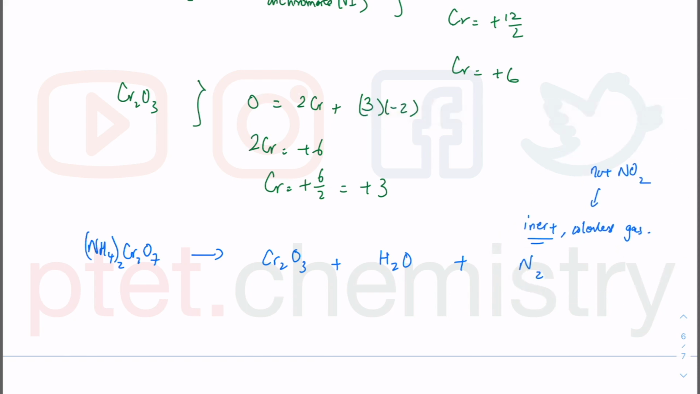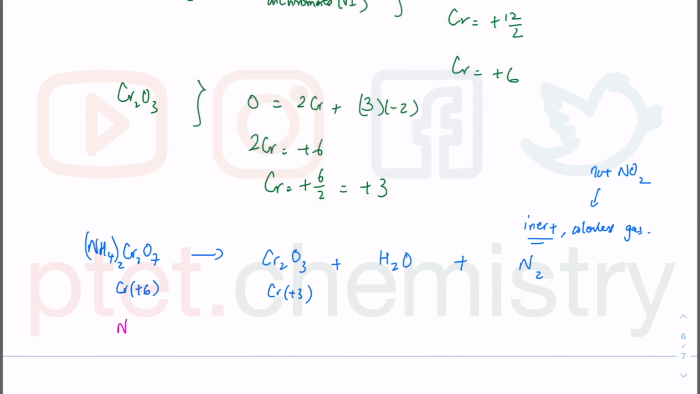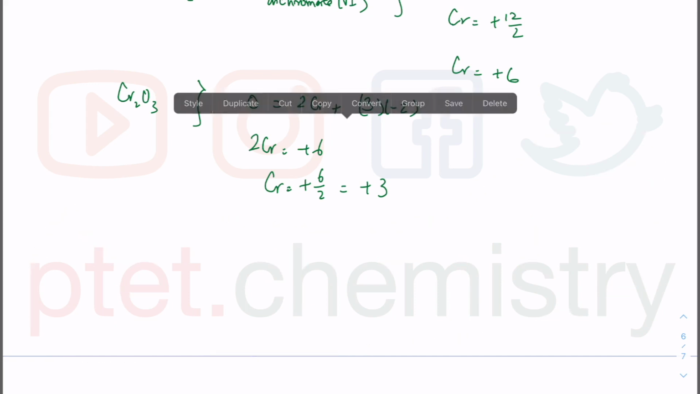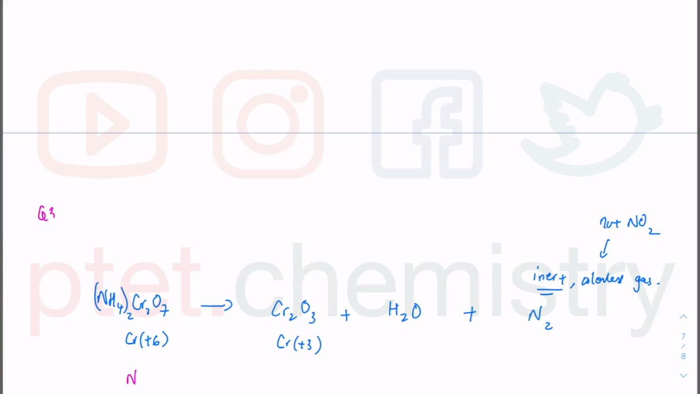Anyway, so what do I have? I have chromium +3. I have chromium +6. And to think about the nitrogen as well, I think it's best if I move this onto a new page, because I don't want to be running out of space when I do this kind of question. So this is question 2, part D, and it's the last part to that.